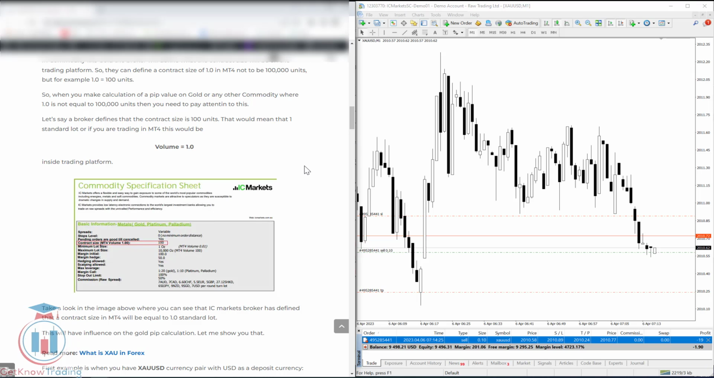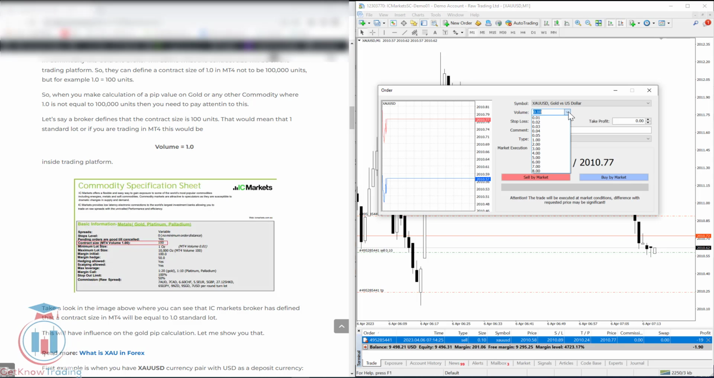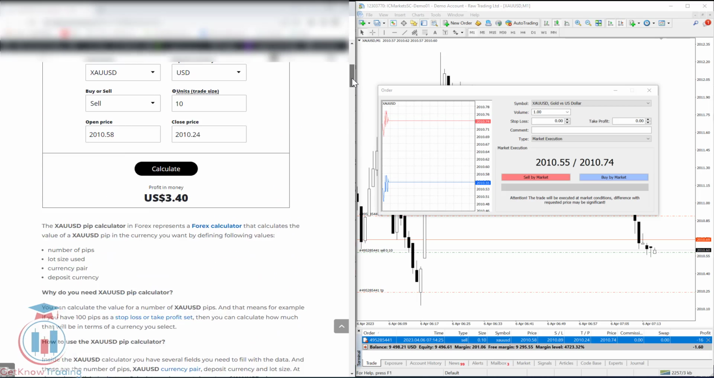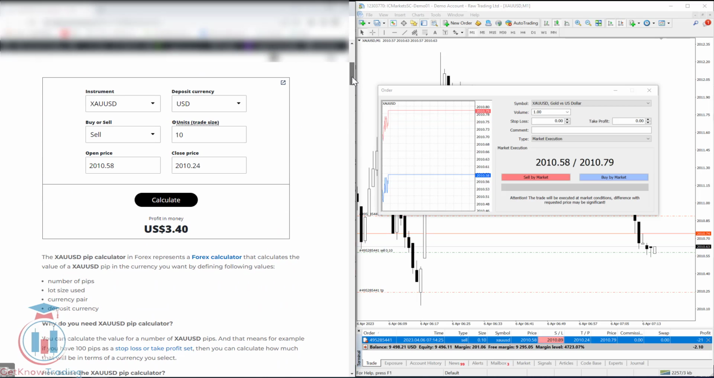Also keep in mind that sometimes they will define the minimum lot size that you can open. Sometimes it will be set to 1 as a minimum, and there will be no possibility to open the smallest one, 0.01. So pay attention to this. Those are the settings, also specifications of the trading platform and the broker, that you need to check before trading any currency symbol. In this case, this is gold against the US dollar.